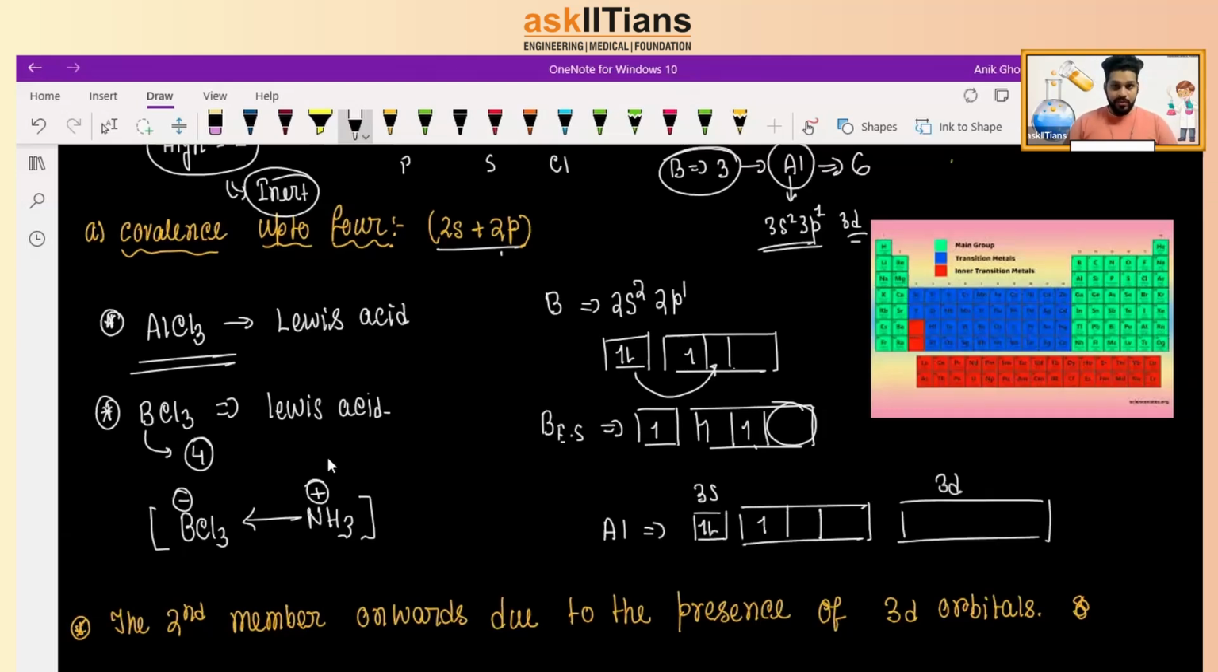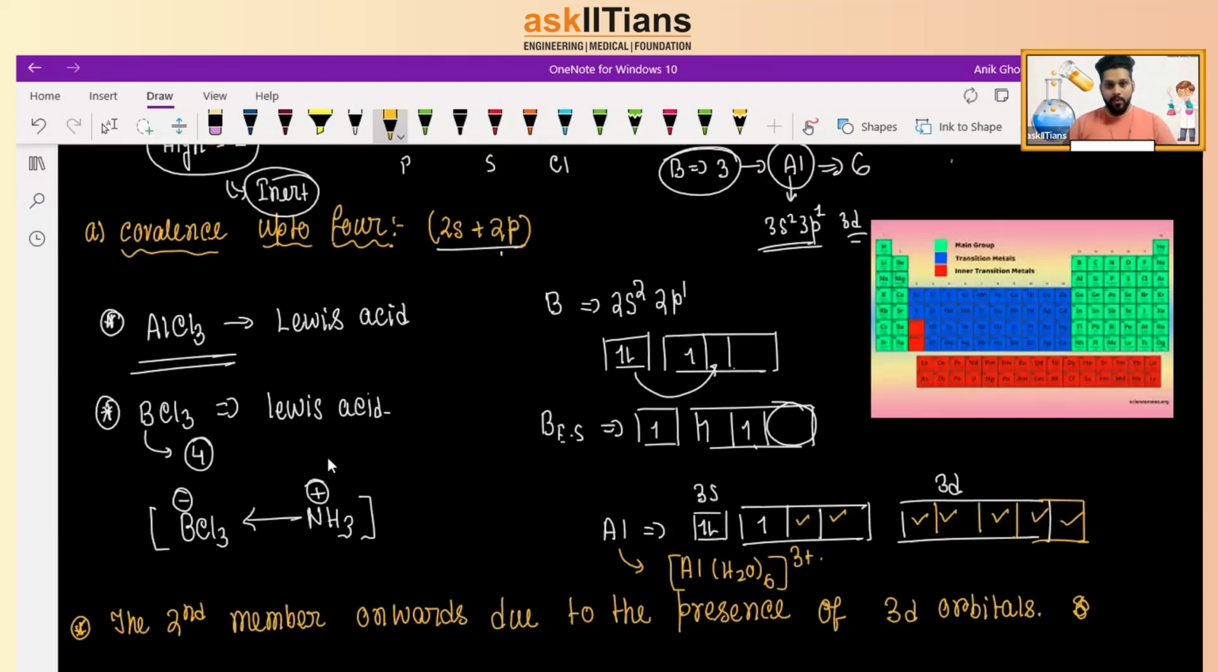You know what aluminium can do? It can accommodate coordinate covalent bonding in these vacant orbitals, using these vacant orbitals as well. As a result, guys, aluminium shows compounds where its valency goes all the way up to 6. So you can see that it can accommodate up to 6 valence. It can go up to 6 valency because of the presence of d orbital.